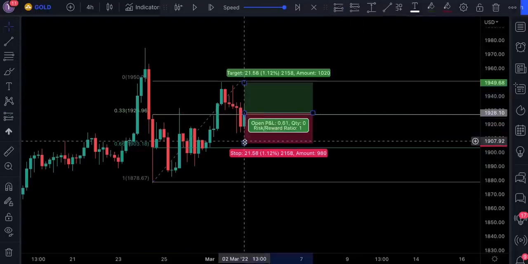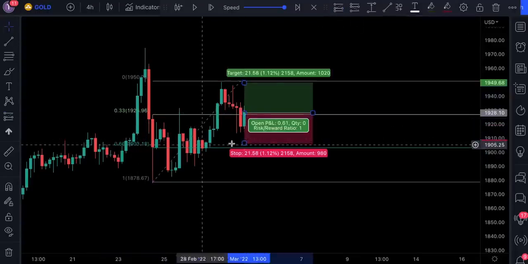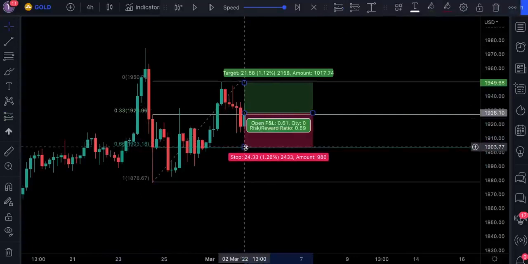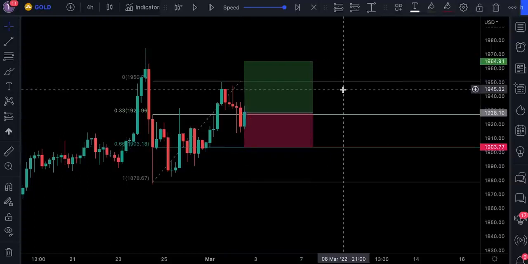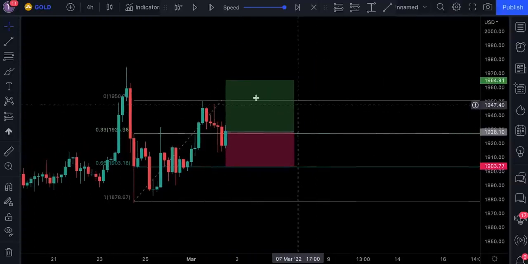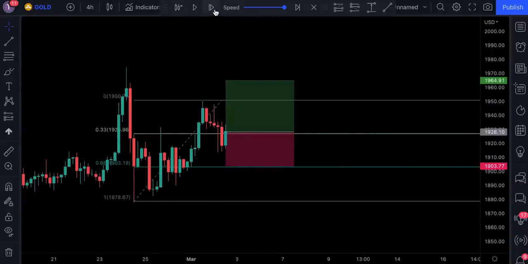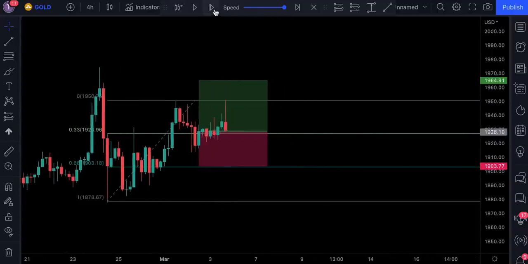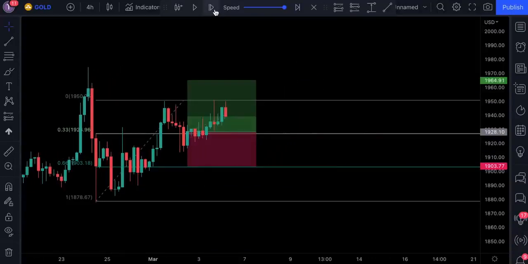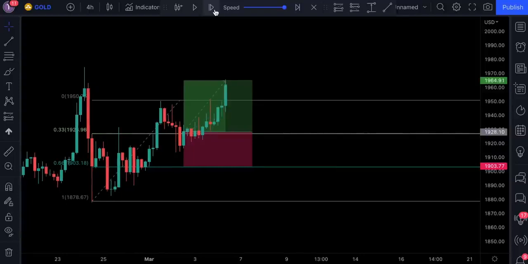Our stop loss will be set at the 66% level. And this time we're going to be targeting 1.5 times the risk. If the price action reaches the 0 level, we move our stop loss to the break even. Okay, so here we see the price action triggered our take profit target before we had a chance to move our stop loss to the break even.